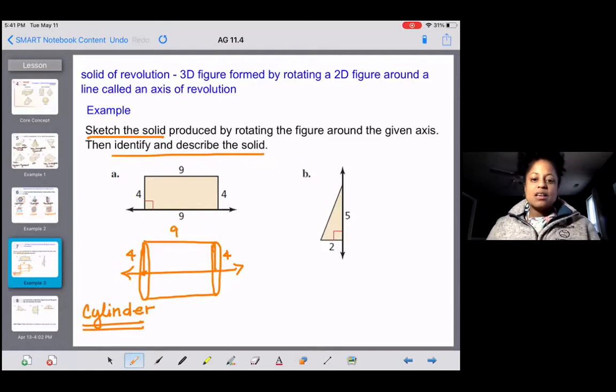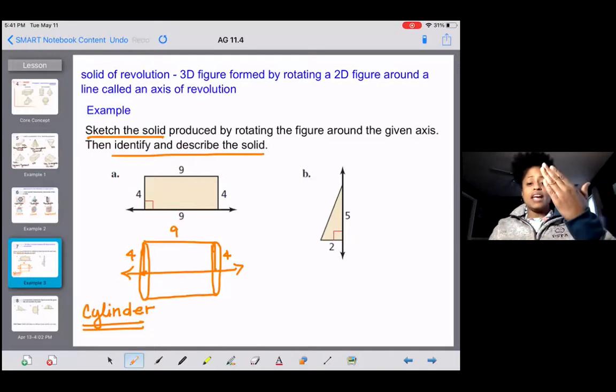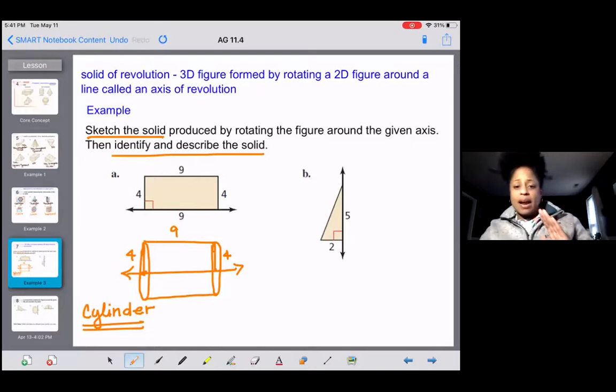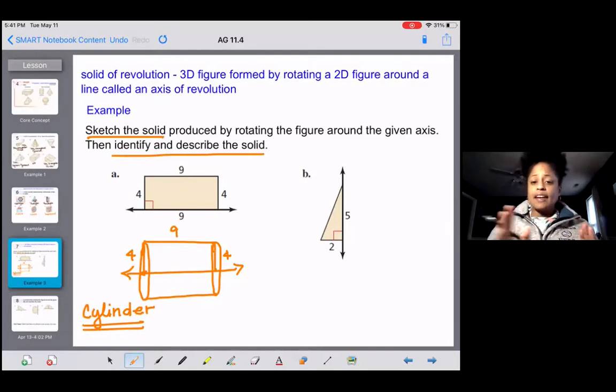Okay, so for B, this time we've got a vertical axis. We're going to take a triangle and rotate that around. So you're going to have to kind of visualize what that would be.